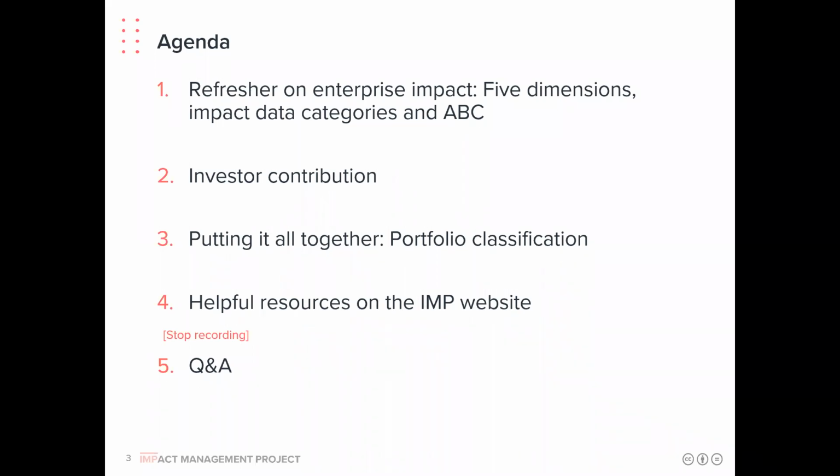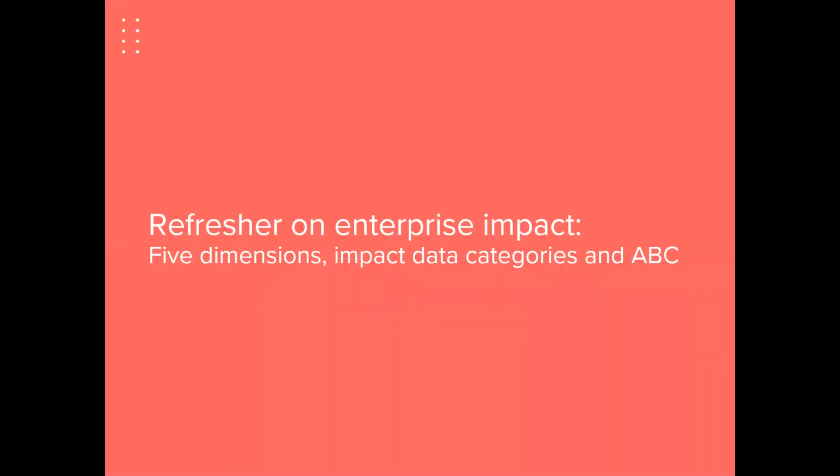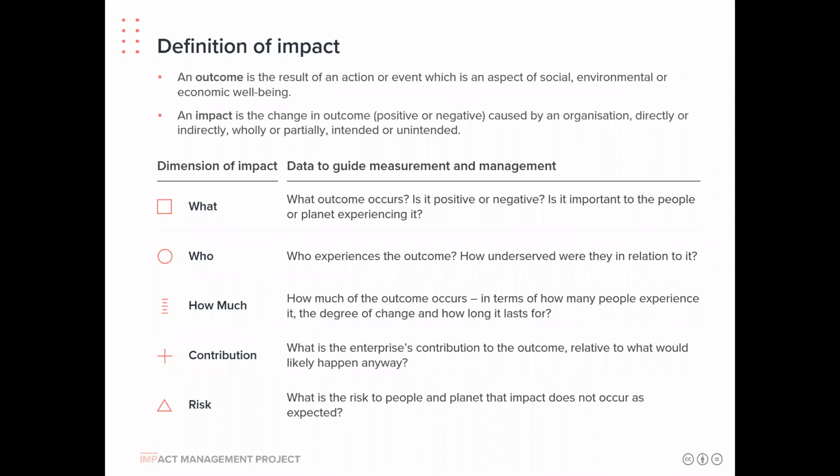We'll first cover the consensus on enterprise impact, the 5 dimensions of impact, data categories, and what we call the ABC. We'll talk a little bit about investor contribution, and then I'll hand it over to James, who will take these building blocks and put them together in the portfolio classification process. And then we'll turn to Q&A. So James, next slide, please. And next slide again. Great.